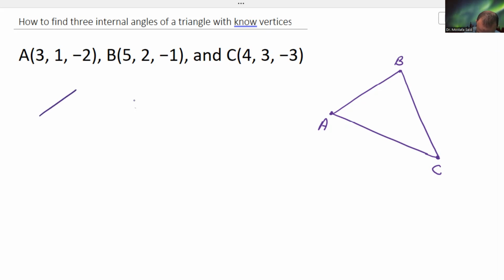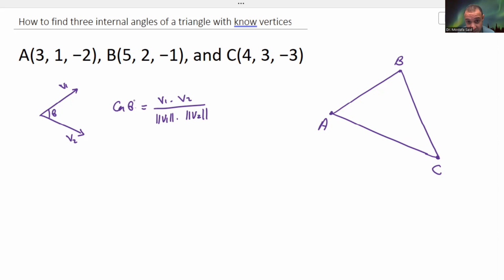If you have two vectors, let's write them as v1 and v2 with an angle theta between. So cosine theta is equal to v1 dot v2, the dot product of v1 and v2, divided by the length of v1 multiplied by the length of v2. That's what we're gonna do right now to find the angles of that triangle.